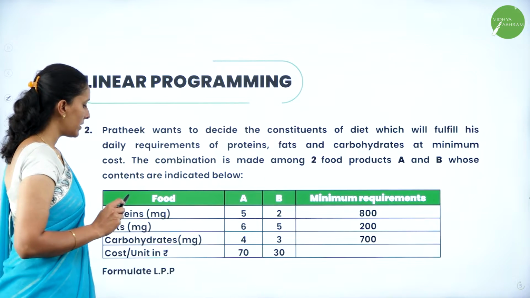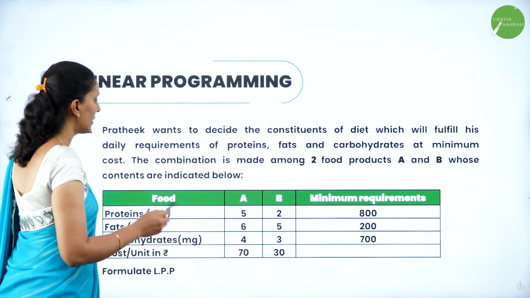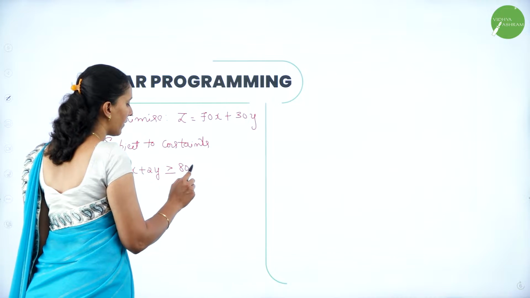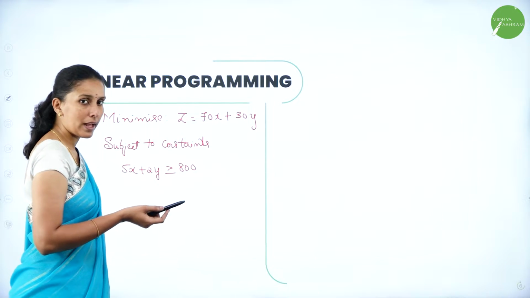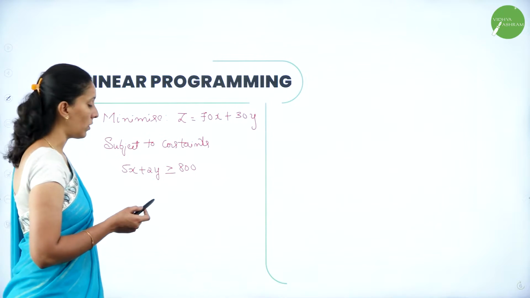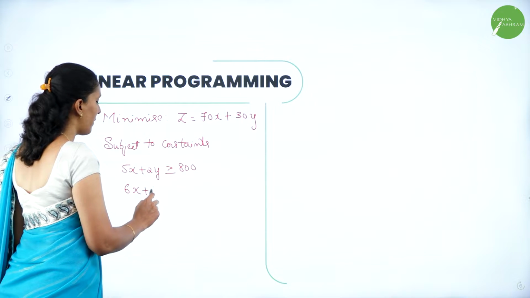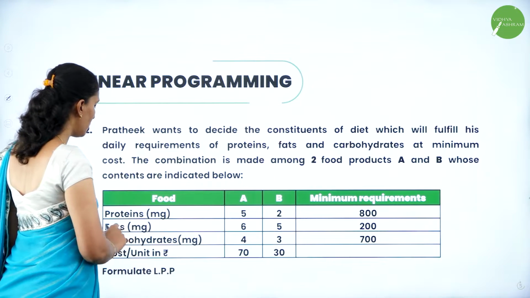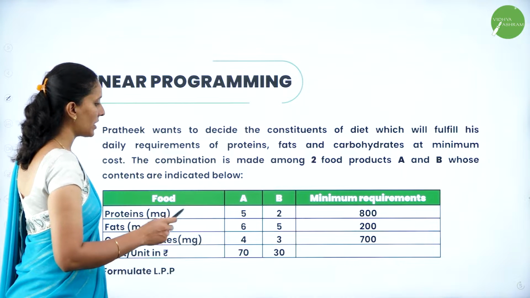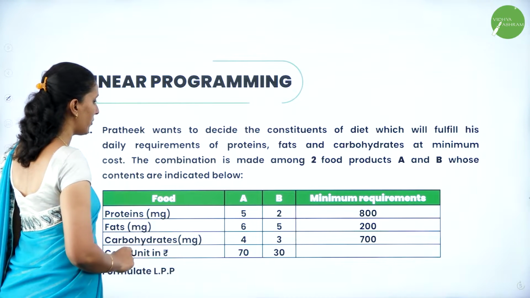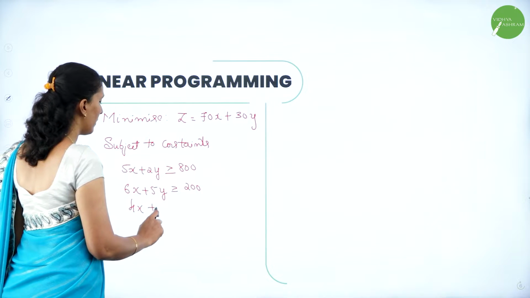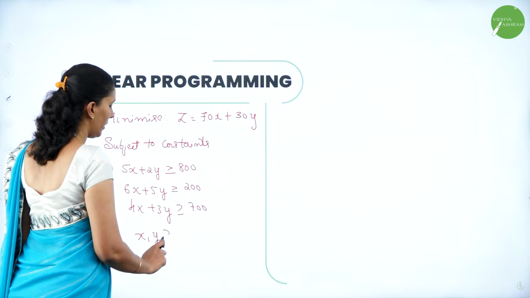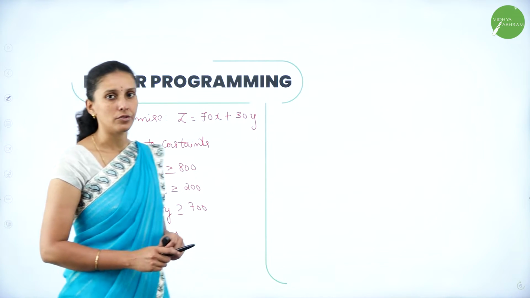What are my requirements in terms of protein, fats and carbohydrates? That is 5x plus 2y greater than or equal to 800. The minimum is 800, so he can get more than that also. Therefore, I need to put greater than or equal to. Next, 6x plus 5y greater than or equal to 200, the equation formed using fats, product A and product B. Next, for carbohydrates, 4x plus 3y greater than or equal to 700. And obviously, x and y should be greater than or equal to 0. So, this is the formulation.